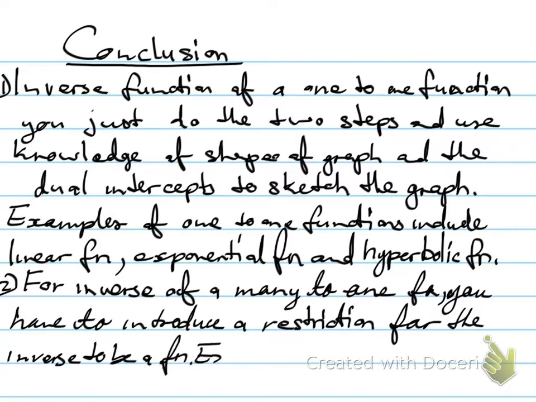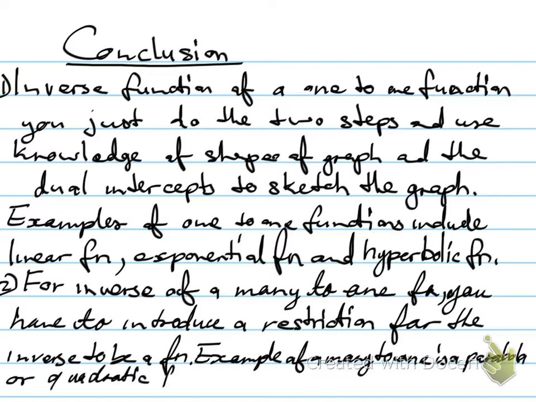And for the inverse of a many-to-1 to be a function, you need to introduce a restriction, so that the inverse becomes a function. An example of a many-to-1 function is a parabola or a quadratic function. You have to introduce a restriction so that its inverse becomes a function.